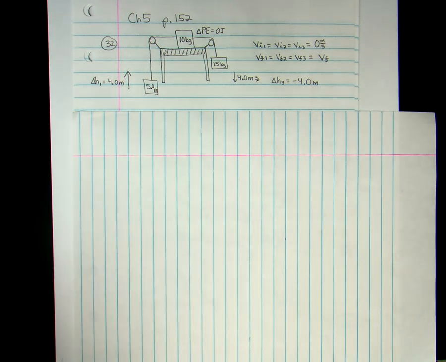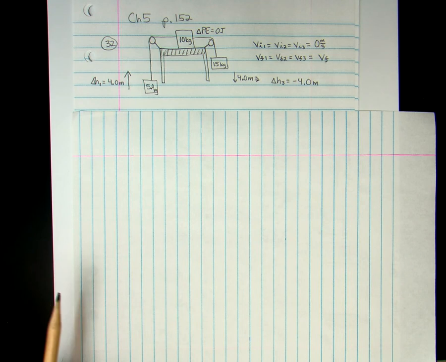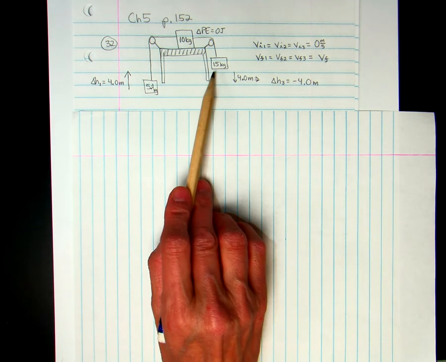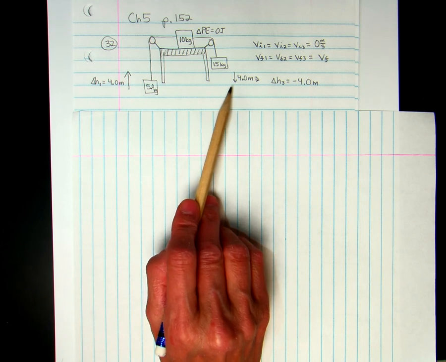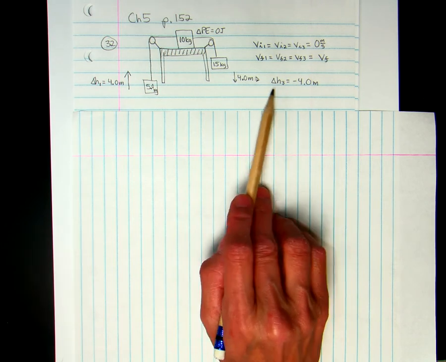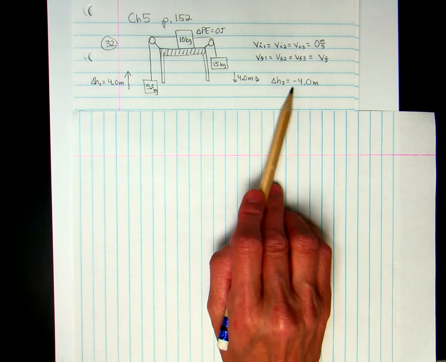My final velocity is what I'm trying to find. Now, what do I mean by final velocity? Well, I let the 15 kilogram block go. It's going to move downward. They want the velocity when it's moved downward 4 meters. That means its change in height is negative 4 meters.